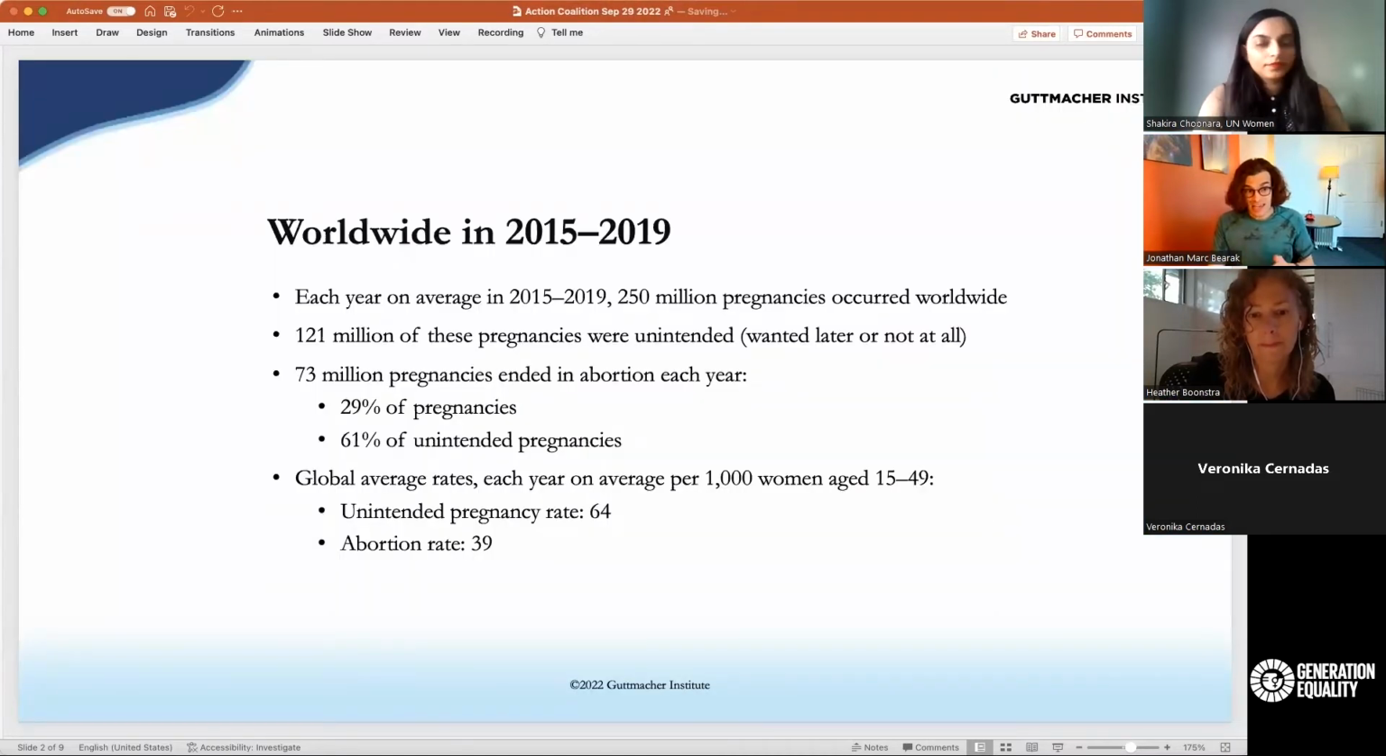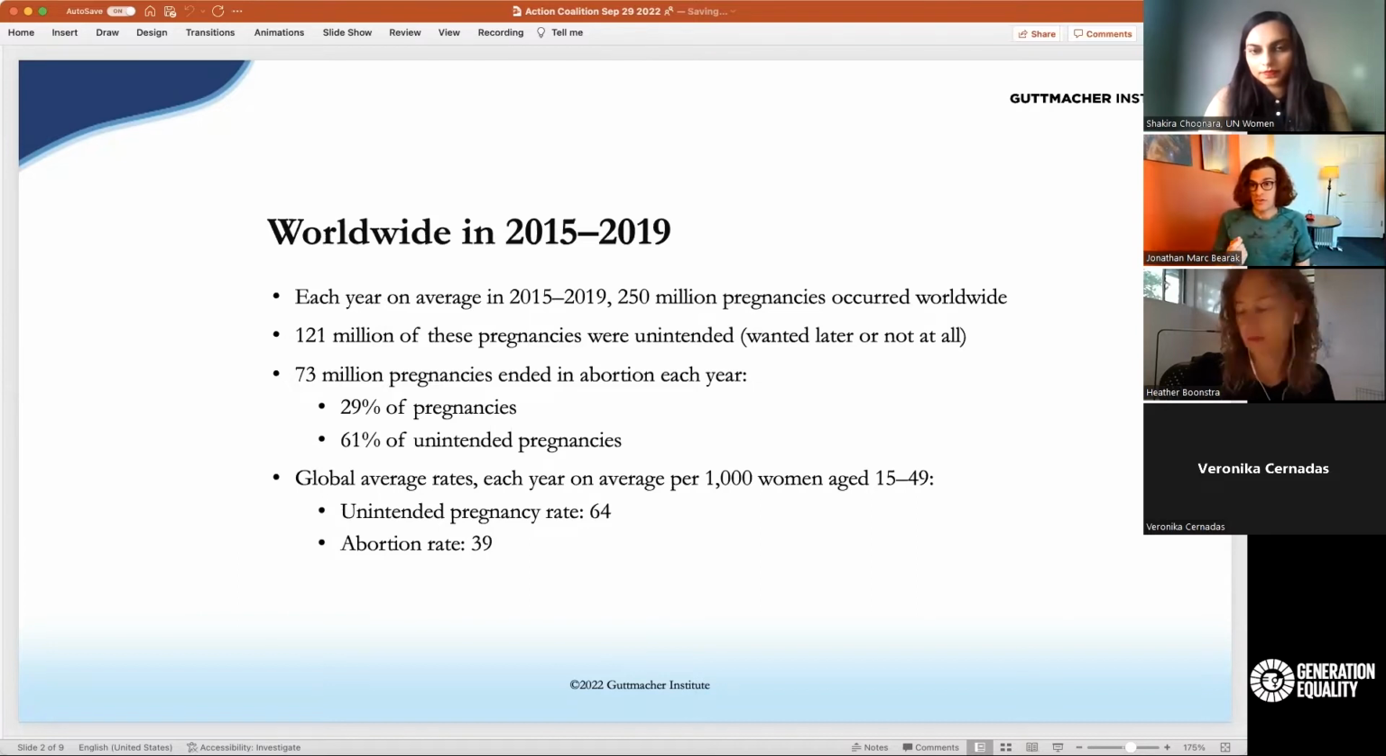So to set the stage, let's do a little global averaging. Each year on average in 2015 to 2019, about 250 million pregnancies occurred worldwide. Of those 250 million pregnancies, about half, so 48%, 121 million were unintended pregnancies. 61 million of those ended in abortion each year. And when I say abortion, I mean induced abortion.